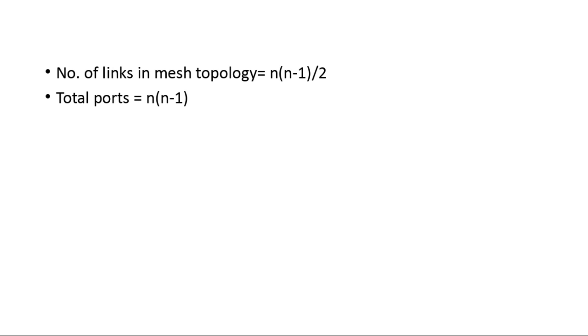There are two formulas that I want you to note down. It is not mentioned in your presentation, the one uploaded on Blackboard. These types of questions are common in MCQs: what is the number of links in a mesh topology if there are say 20 devices or 30 devices? You're not going to count. So this is the formula: n into n minus 1 by 2. That is the number of links. And the number of ports that will be used is n into n minus 1.